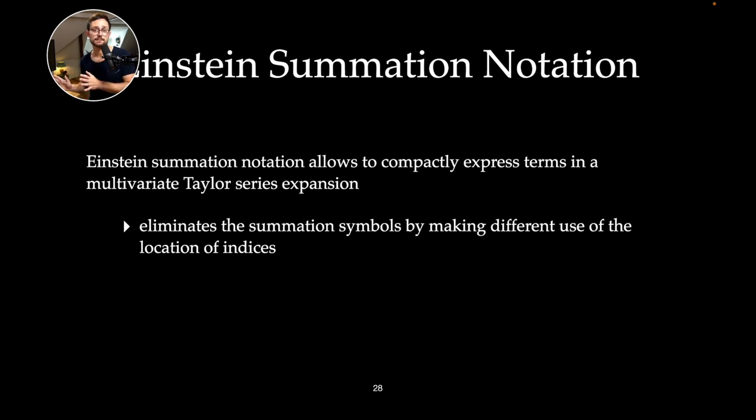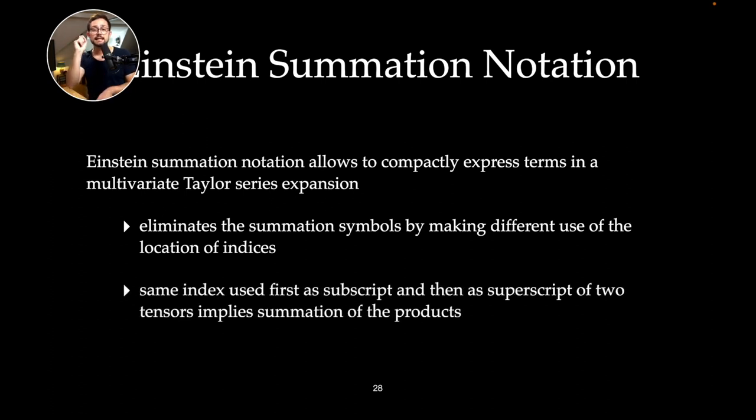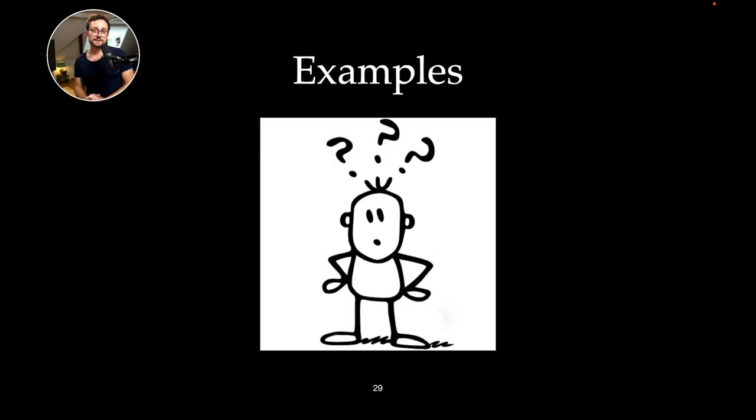And the idea here is to eliminate summation symbols. We're still doing the summations, but I'm introducing a different notation for that by making different use of the location of indices. So if the same index is used first as a subscript on one tensor, times another tensor, and I use the same index as a superscript, then this is notation for a summation of the products. Now, this sounds confusing, but let me give you a couple of examples.